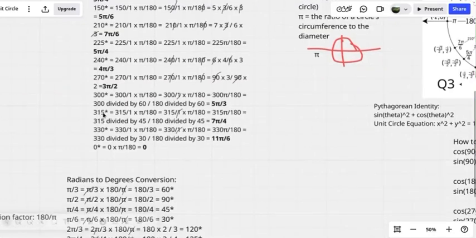Now 315 degrees converted into radians, it's going to be 315 divided by 1 times pi over 180. Cross cancel the 1. 315 pi over 180 is equal to 315 divided by 45. You divide that by 180, you divide that by 45 too, and then you're left with 7 pi over 4 radians for 315 degrees.